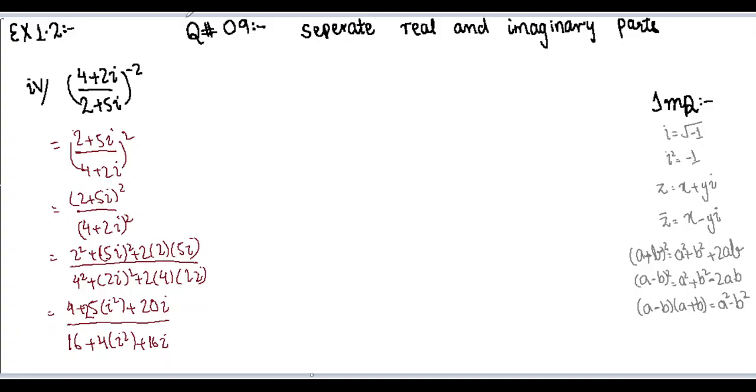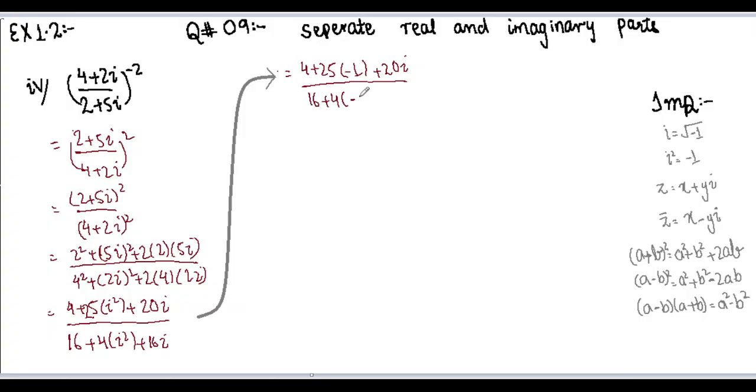Now we are moving towards the next step. It says 4 plus 25 i² gives us minus 1, so we are going to put it over here. Minus 1, plus 20i, divided by 16 plus 4 into minus 1, plus 16i. Equals 4 minus 25 plus 20i, divided by 16 minus 4 plus 16i. Equals 4 minus 25 gives us minus 21 plus 20i, divided by 16 minus 4 gives us 12 plus 16i.